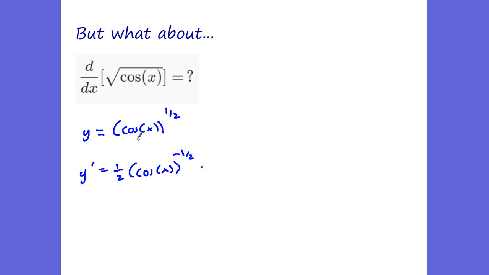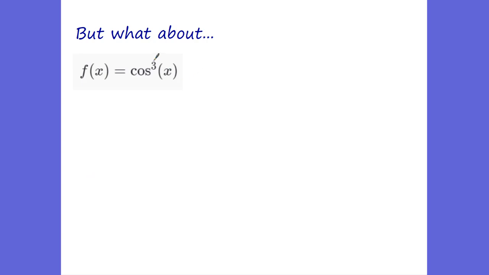Now I'm going to multiply that by the derivative of the inside guy. What's the derivative of cosine of x? That's negative sine of x. And so we can clean this up a little bit. On the bottom, we have a 2. We have cosine of x to the negative 1/2 power. That's the square root of cosine of x. And on my numerator is negative sine of x right there. So that would be the derivative using the chain rule.